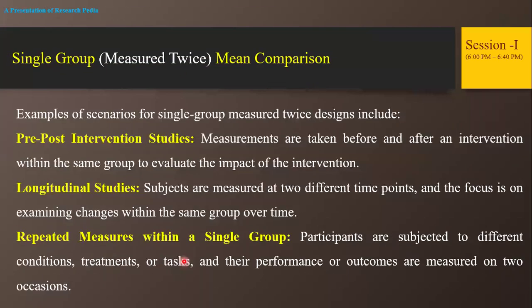what is the example of this type of scenario? There are three examples I am quoting over here. Pre-post intervention studies, where measurements are taken before and after an intervention within the same group to evaluate the impact of the intervention. Like I have told you about this online training, how much you have improved by providing this training. If your performance has enhanced by taking this training, it means this training is beneficial for you. But if your performance declined after this training, it means that this training is not beneficial for you. So this is pre and post intervention studies.